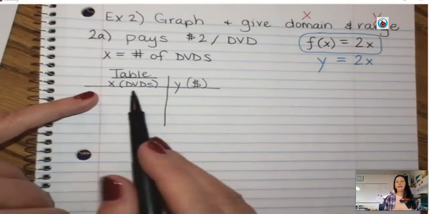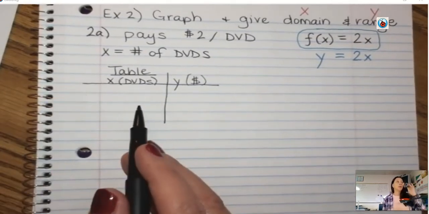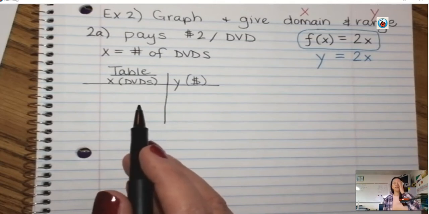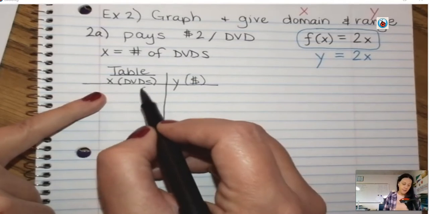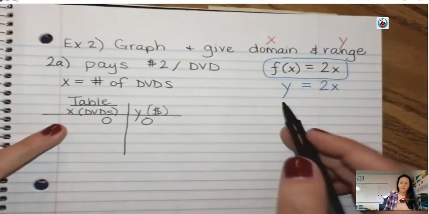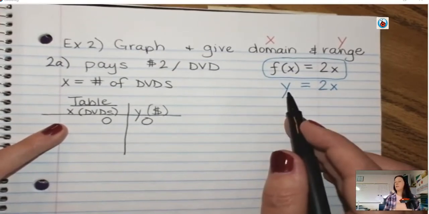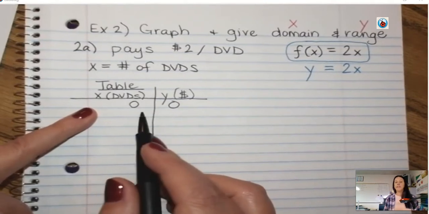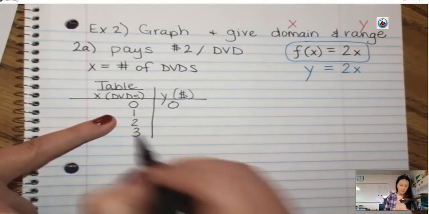Okay, can I buy negative DVDs? Because when we make a table, we have to come up with x values. So buying negative DVDs, does that make sense? No, that doesn't make sense. We can buy 0 DVDs. How much do 0 DVDs cost? $0. So if you just plug in 0, 2 times 0 is 0. Can I buy half of a DVD? That doesn't make sense. So we're just going to use whole numbers.